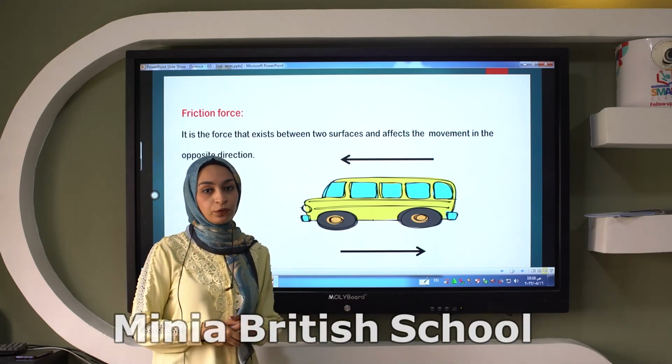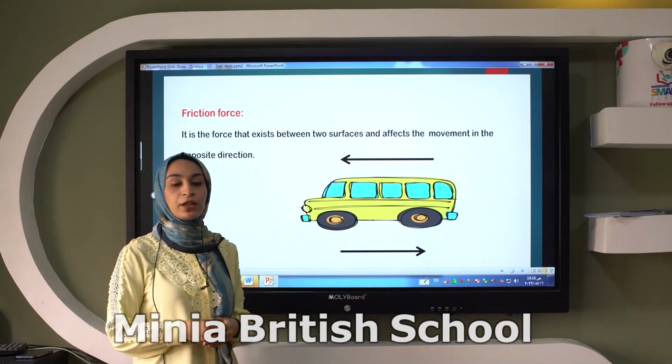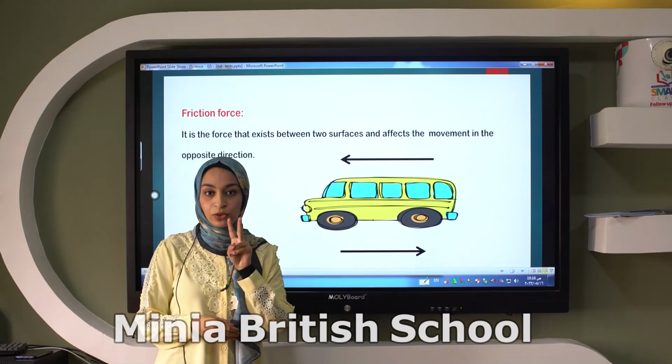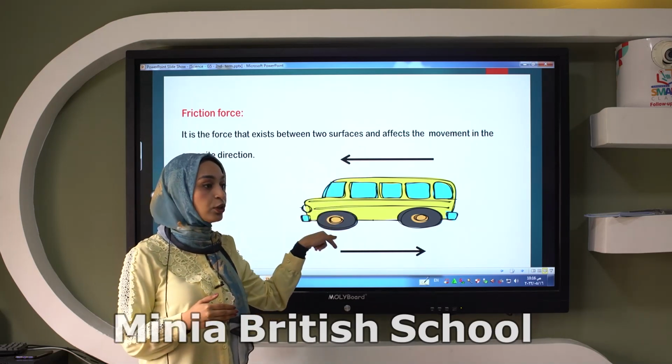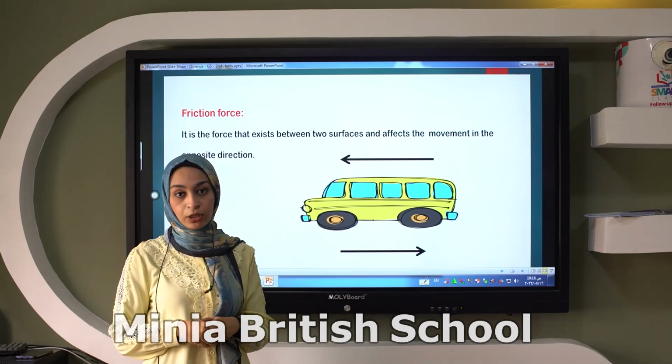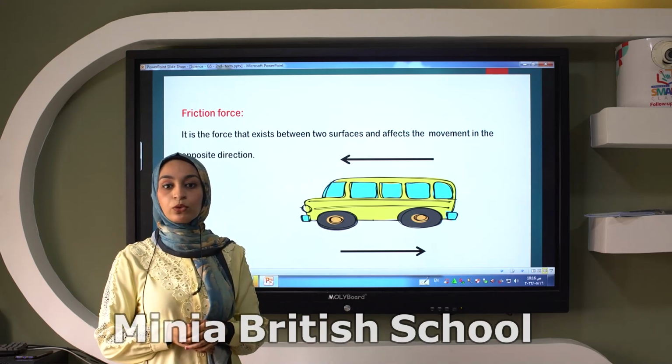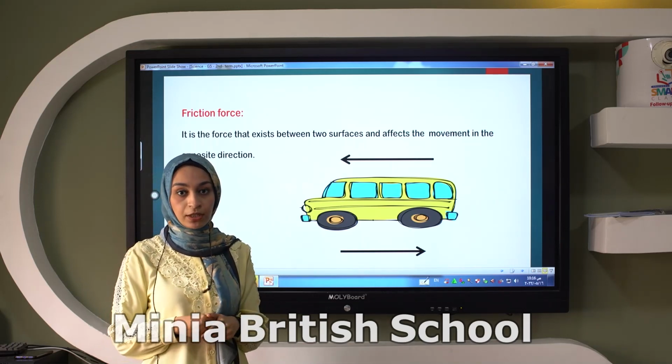Let's start with Unit 1, Lesson 1, Friction. First, what is the meaning of friction? As we see, friction is a force that acts between two surfaces that touch each other, and acts in the opposite direction to the direction of the motion, causing the motion of the object to slow down until it stops.